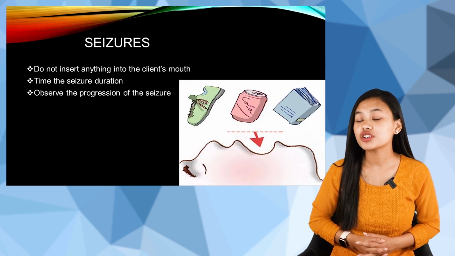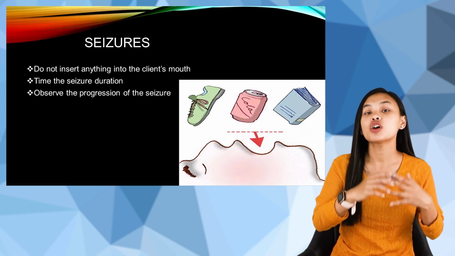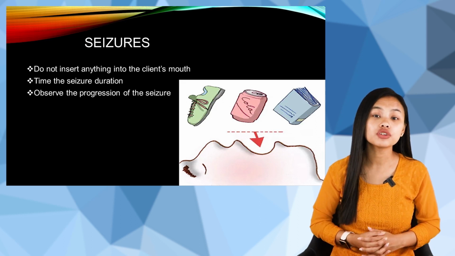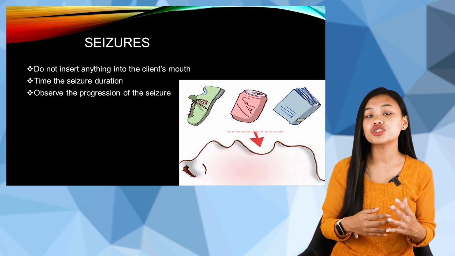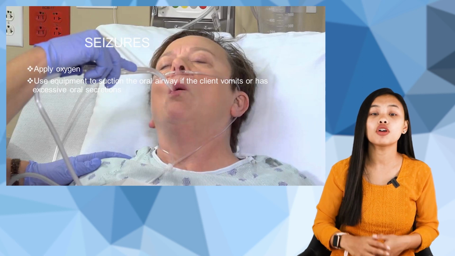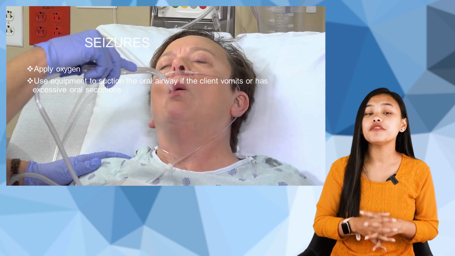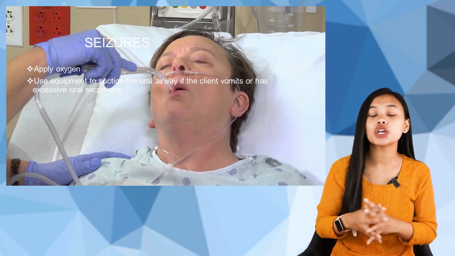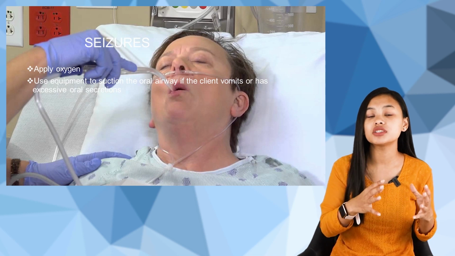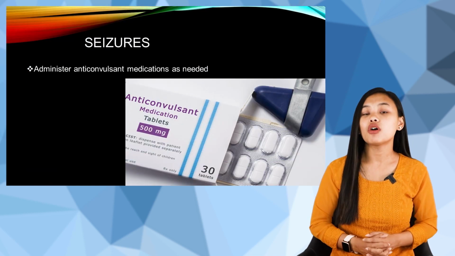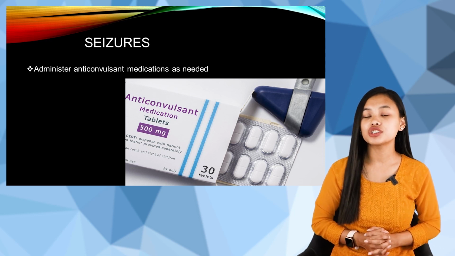We should also make sure that we do not insert anything into the client's mouth, as well as we should note down the duration of this seizure. We should also observe the progression of seizure, as well as if it is required, then oxygen can also be provided for that particular client. And if you find that the client is vomiting or has an excessive oral secretion, then you can also suction the secretion out. And you can also administer the anticonvulsant medications if it is required.